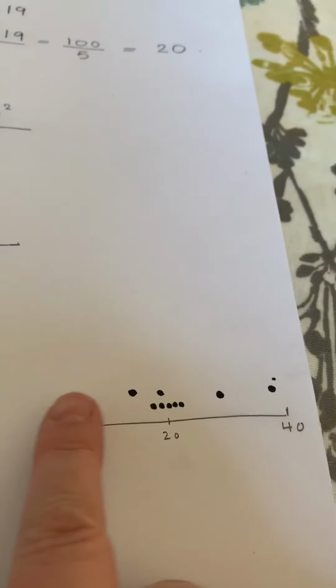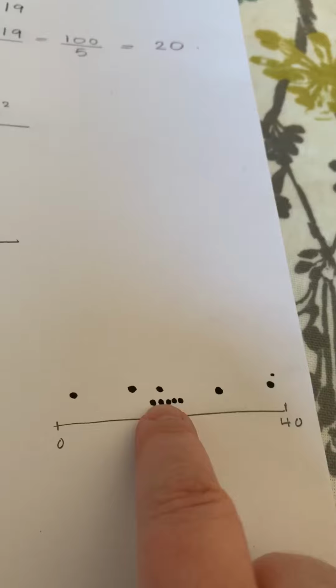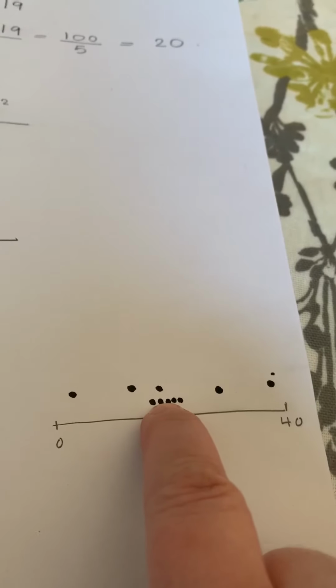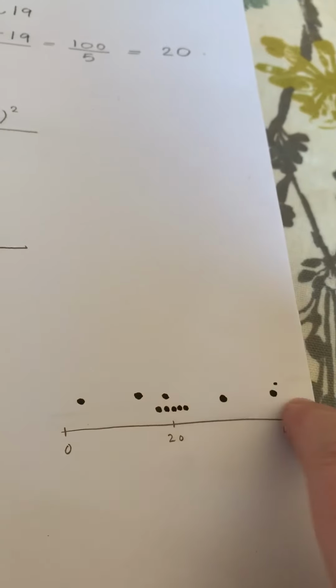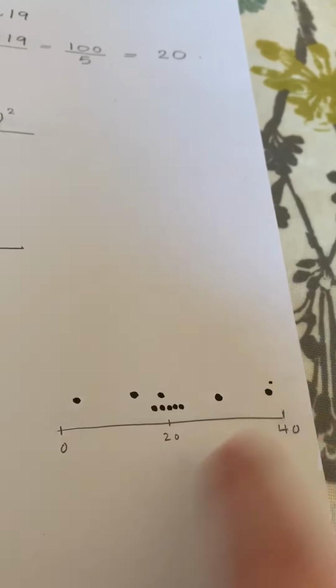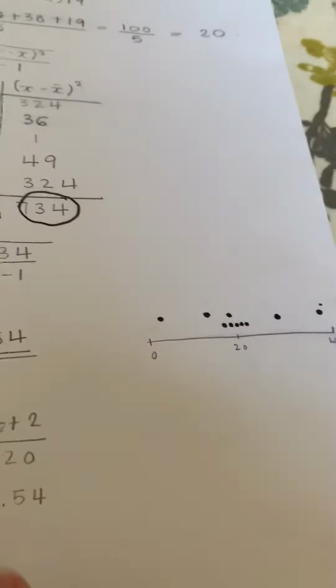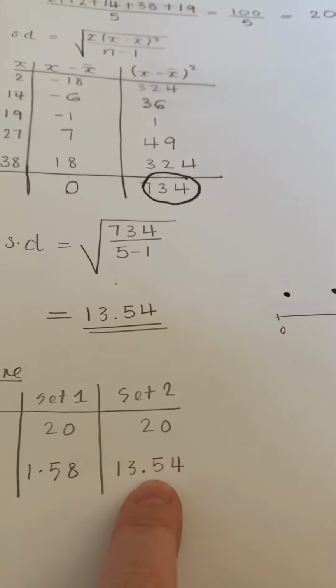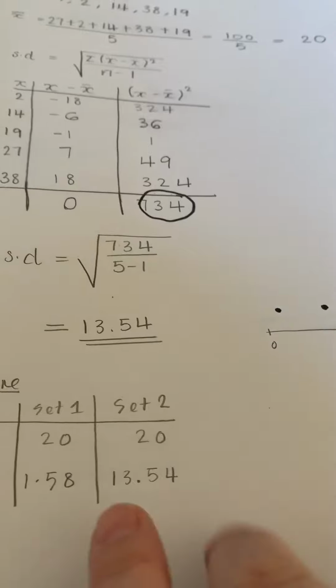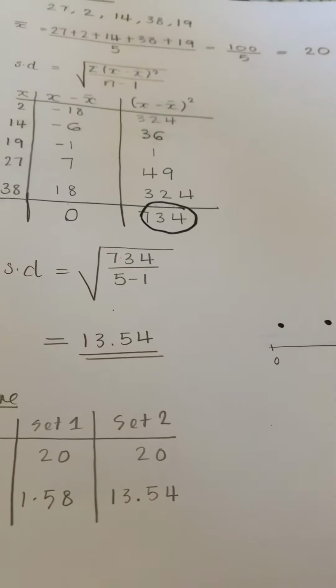Okay, so even just from comparing the two sets of data, you would hopefully realise that the first data set is much less spread out, and that second data set is far more spread out. So that's what the standard deviation allows you to see. The bigger the standard deviation, the more the data is spread out from the mean, okay?